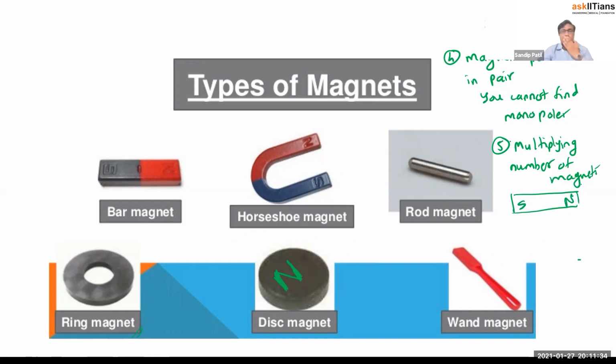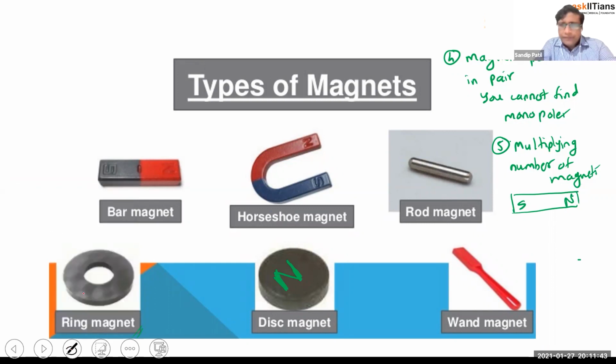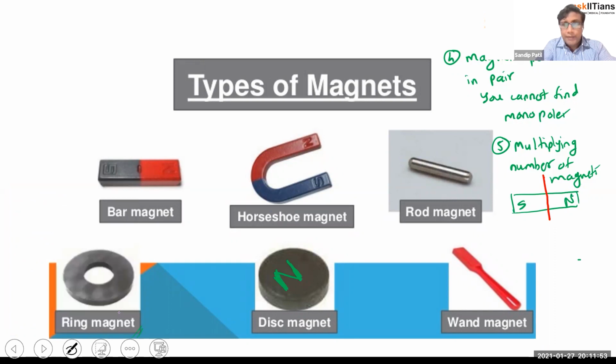In the previous property, we said that we cannot find the south and north pole separately, right? They will always be together. So let's try one thing. Let's cut this bar magnet. There is a south and north pole, right? What will happen if I cut? Can I get the south and north pole separately? Yes, I can see them there, right? No, that is very wrong. Remember what is going to happen if you cut this magnet.